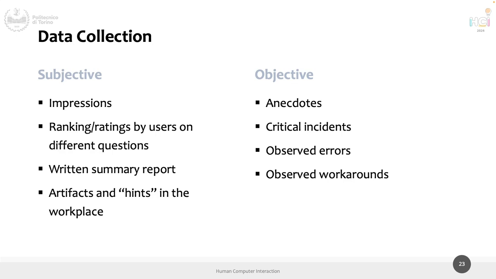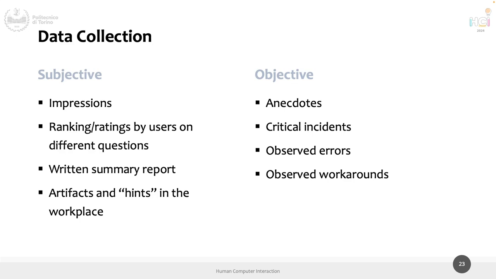In all these cases, you can have two categories of data that you can collect. You can collect both subjective and objective data. Subjective data are impressions, rankings, ratings by other users on different questions you may ask, a written summary report you can produce or ask someone to produce, and artifacts and hints in the workplace.